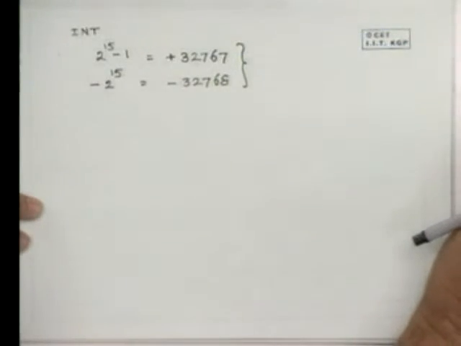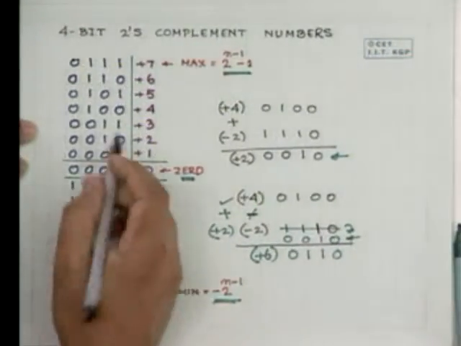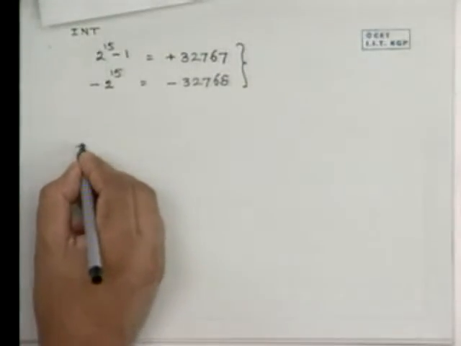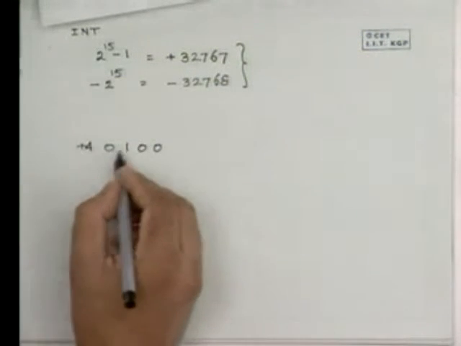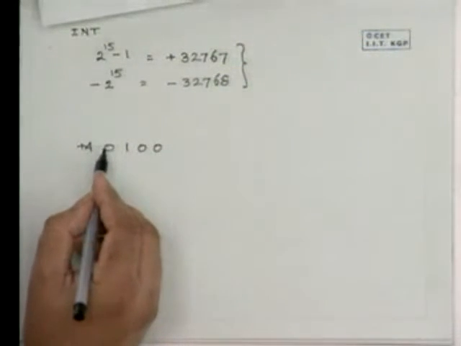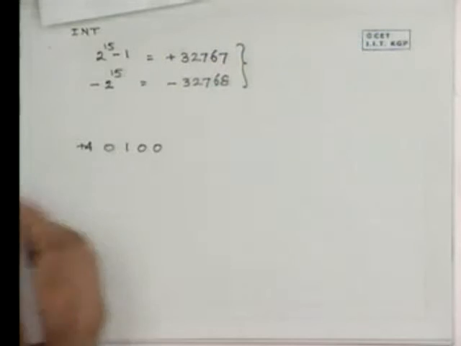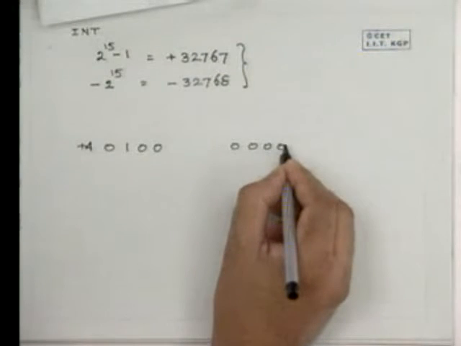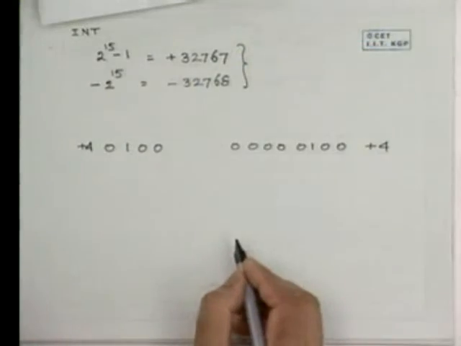One important thing that we should see: say, for example, a positive number 4, which is 0 1 0 0. If instead of 4 bits you want to represent it as 8 bits, what we have to do is simply duplicate the sign bit towards the left. For example, for +4 we get 0 0 0 0 0 1 0 0 as +4 in the 8-bit representation.